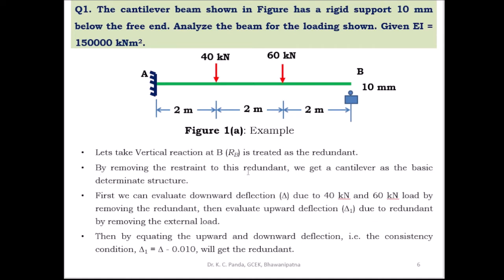Then by removing the restraint to this redundant, we get a cantilever as the basic determinate structure. First we evaluate the downward deflection delta due to the 40 kilonewton and 60 kilonewton loads by removing the redundant. Then evaluate the upward deflection delta 1 due to the redundant by removing the external load. Then by equating the upward and downward deflections, that is the consistency condition, delta 1 is equal to delta minus 0.010, we will get the redundant.